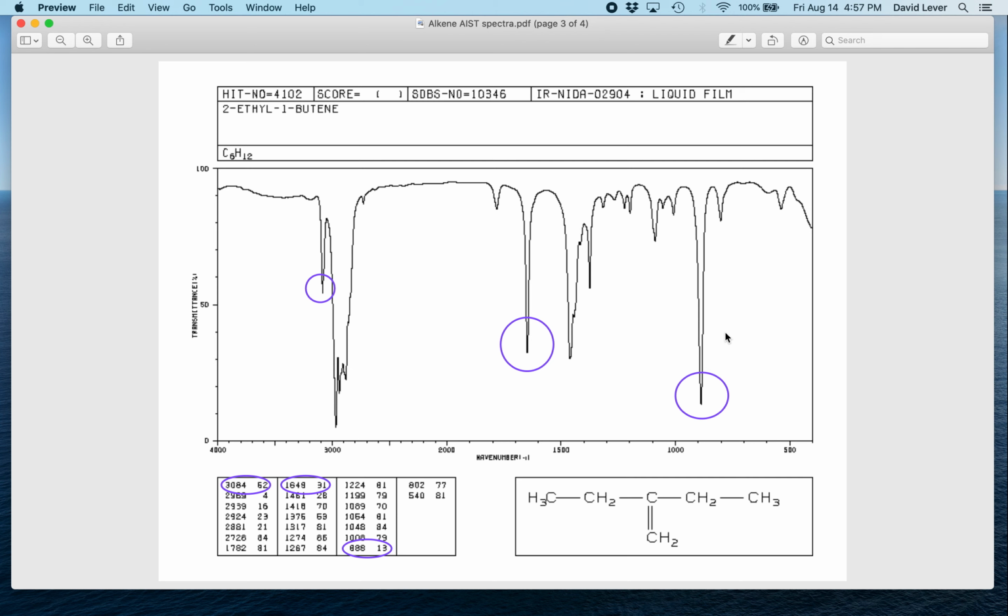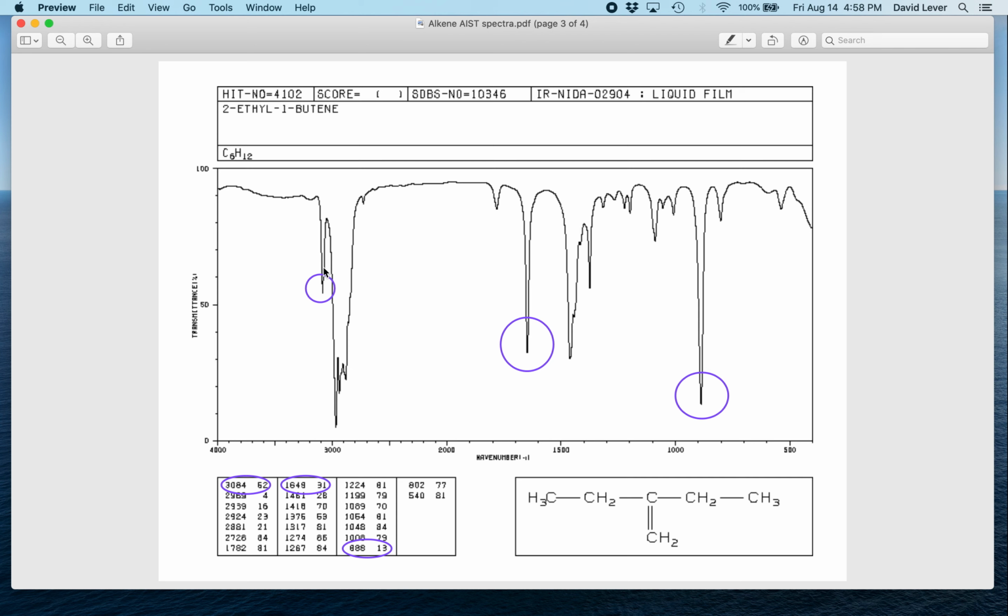A geminal substitution pattern here, where the two ethyl groups are attached to the same carbon. So we've got 3-methylenepentane, or you could call this 2-ethyl-1-butene. There's a 2-ethyl group here, carbon 1, carbon 2, carbon 3, carbon 4. This is 1-butene. 2-ethyl-1-butene is the IUPAC name.